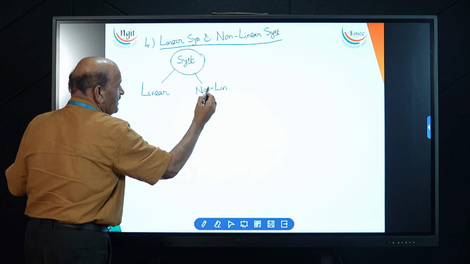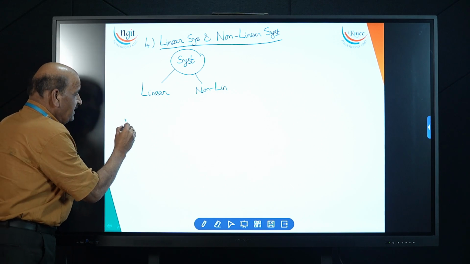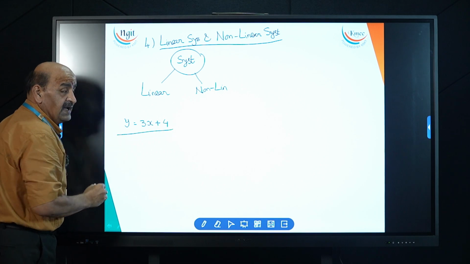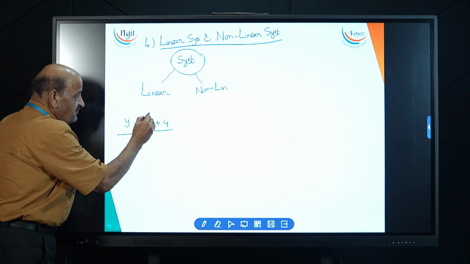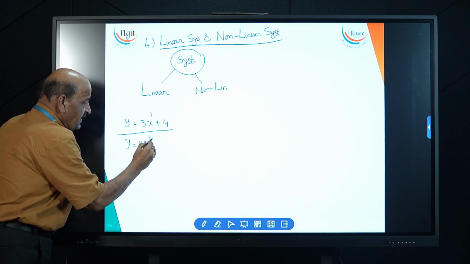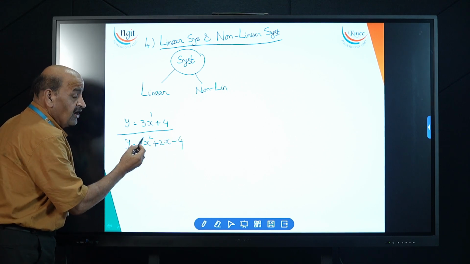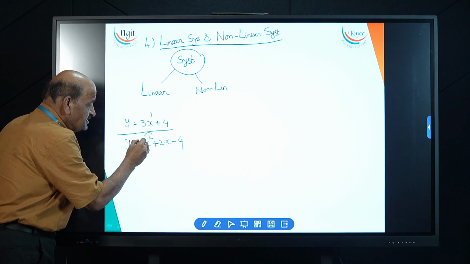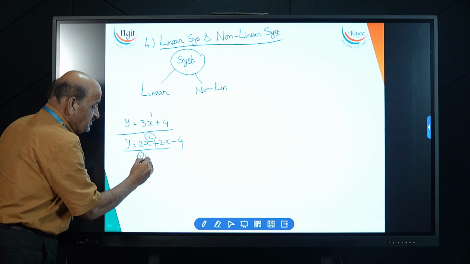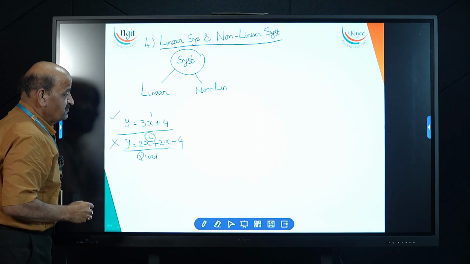For example, you take any equation, y equal to 3x plus 4. This is a linear equation because its degree equal to 1. For example, y equal to 2x square plus 2x minus 4. This is non-linear. Non-linear means its degree equal to 2. A special category is called quadratic equation. So this is linear, this is not linear.